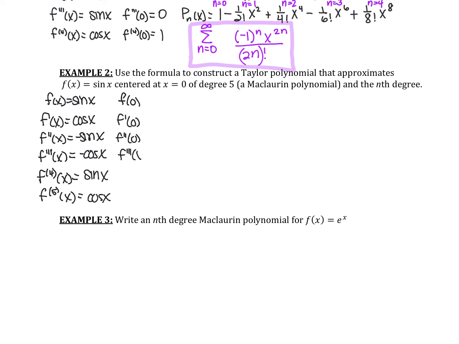Handwriting's getting worse. Okay, so evaluating each of those, I would get, let's see, sine of 0, 0, 1, still 0, negative 1, 0, positive 1. Great.